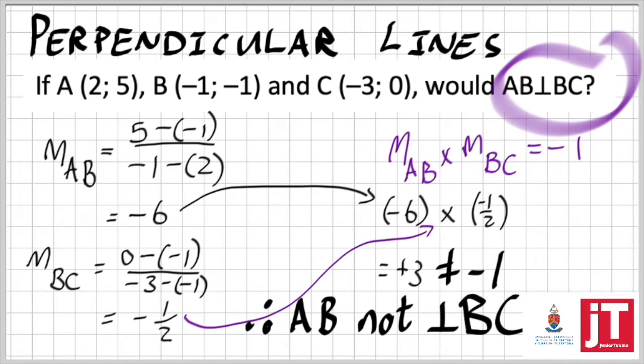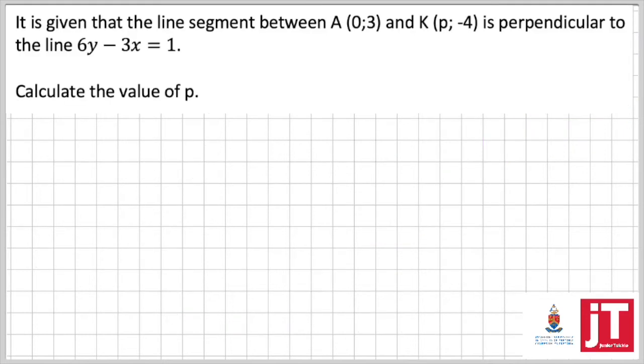But again, wait, there's more. Maths doesn't stay easy. Where's the fun in that? So what if I give you this next sum? It is given that the line segment between A and K is perpendicular to the line 6y minus 3x equal to 1, Juan, my favorite Mexican, Juan. Calculate the value of P.